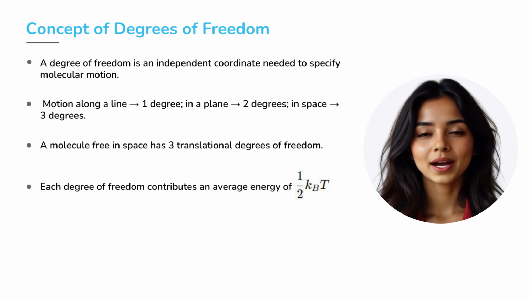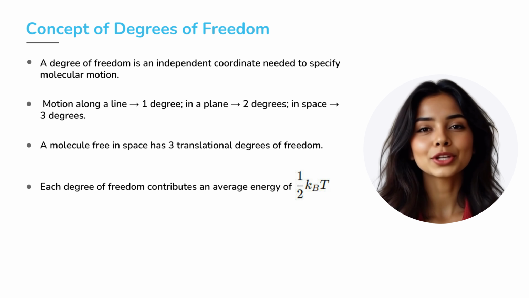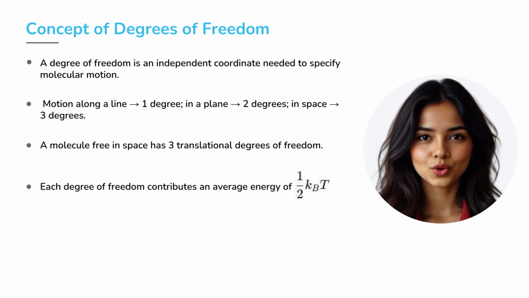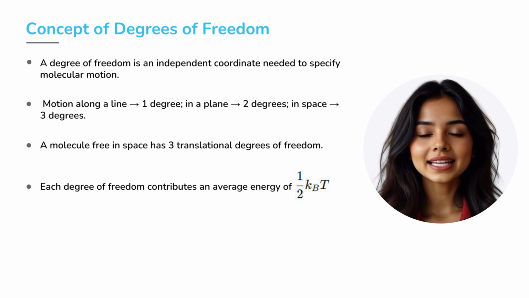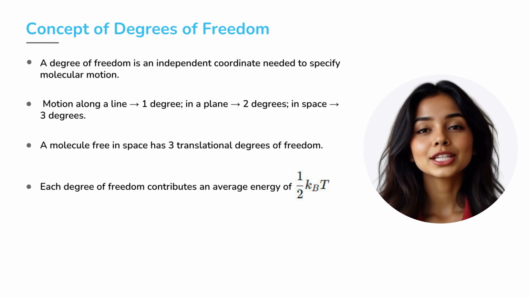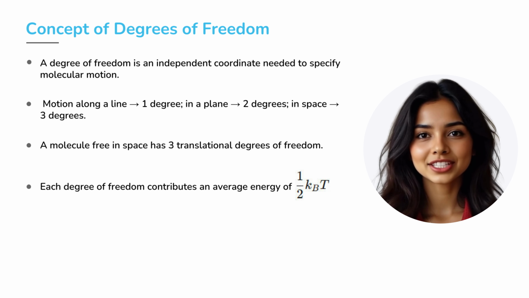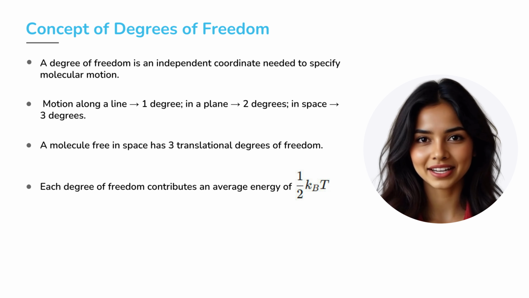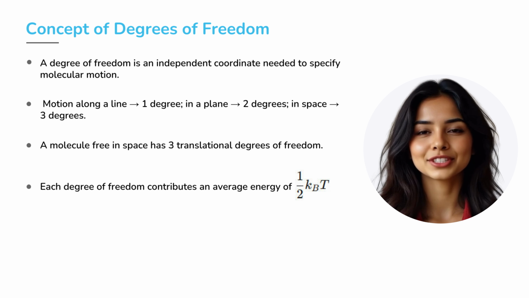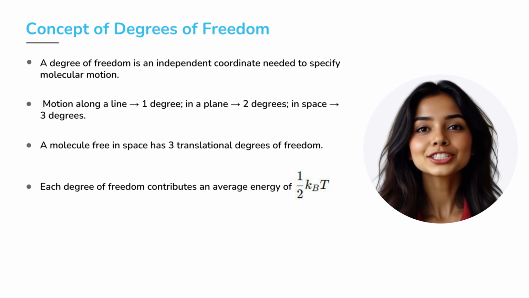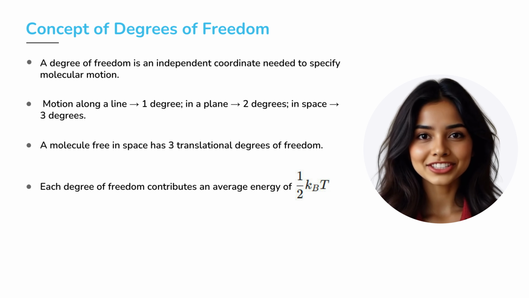Now let's talk about something really cool, degrees of freedom. Don't worry, this isn't philosophy. In physics, a degree of freedom is simply one independent way in which a molecule can move or store energy. If it can only move along a line, that's 1 degree. If it can move in a plane, 2 degrees. And if it's free in space, 3 degrees of freedom.